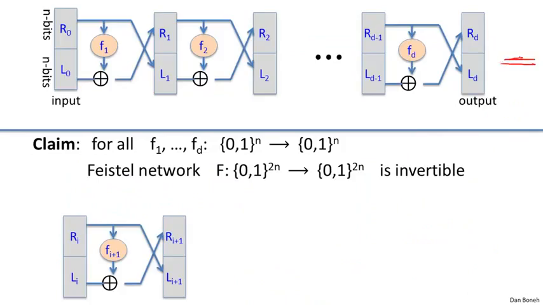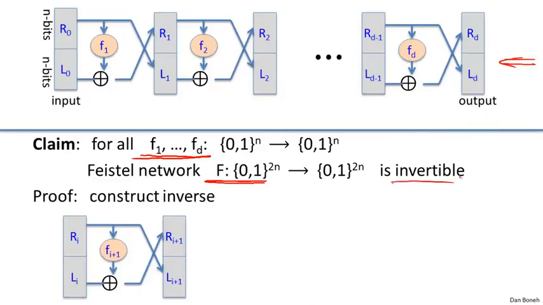Here I just copied the picture of the Feistel network, and the amazing claim is that it doesn't matter which functions you give me. For any functions f1 to fd that you give me, the resulting Feistel network function is in fact invertible. The way we're going to prove that is by constructing an inverse, because not only is it invertible, it's efficiently invertible. So let's look at one round of a Feistel network. This is the input, Ri, Li, and this is the output, Ri plus 1, Li plus 1. And now I'm going to ask you to invert this.